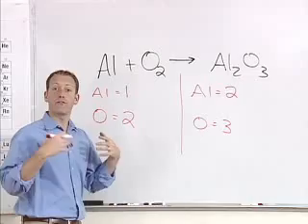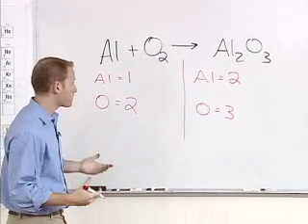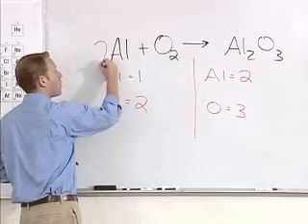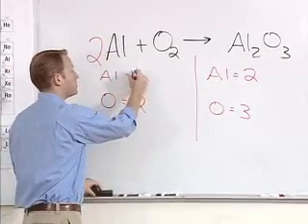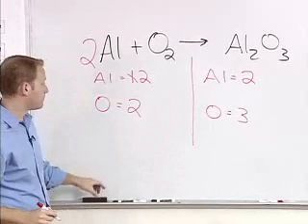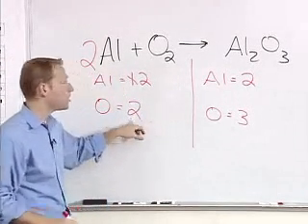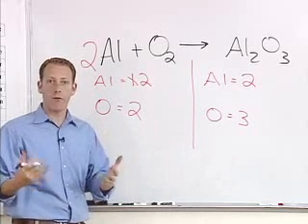Are they balanced? Of course not, because we don't have the same numbers. So let's first, there's 2 aluminums here. Let's make 2 aluminums here by putting the coefficient 2 there. So now we change this to 2. Now, oxygen is not balanced. There's 3 here and 2 here. We can't put any one number there that will make it work.